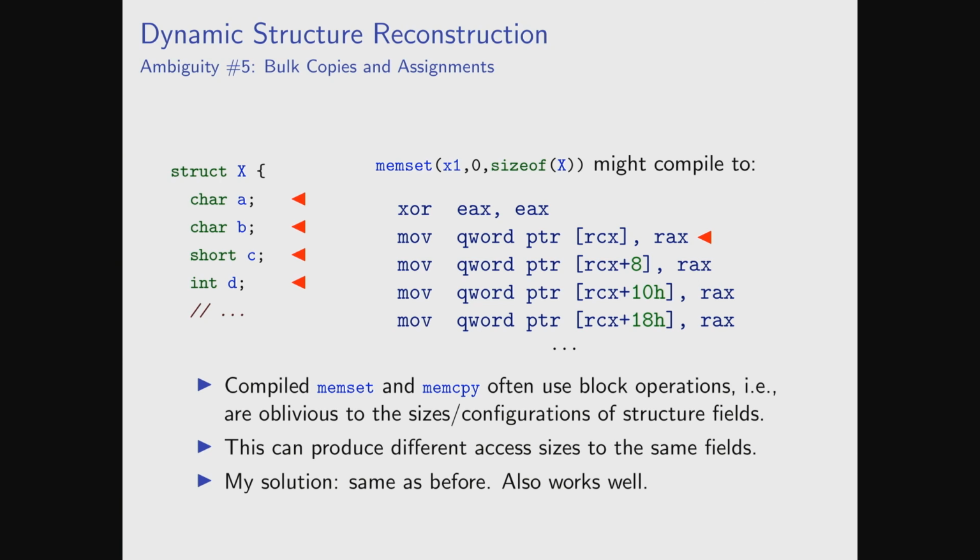So for all of the issues so far, my solution has just been to count the number of accesses we see at given sizes and offsets within the structure, and then choose the configuration that agrees with the largest number of accesses. And this works very well. Plus it's principled. We don't have to make guesses. We just try to optimize according to the data that we see.